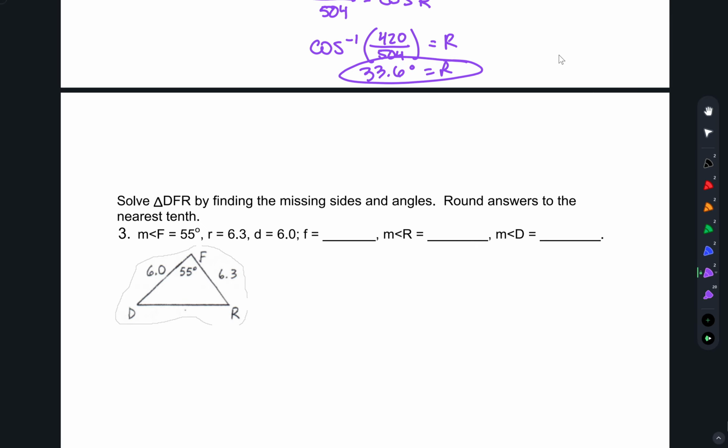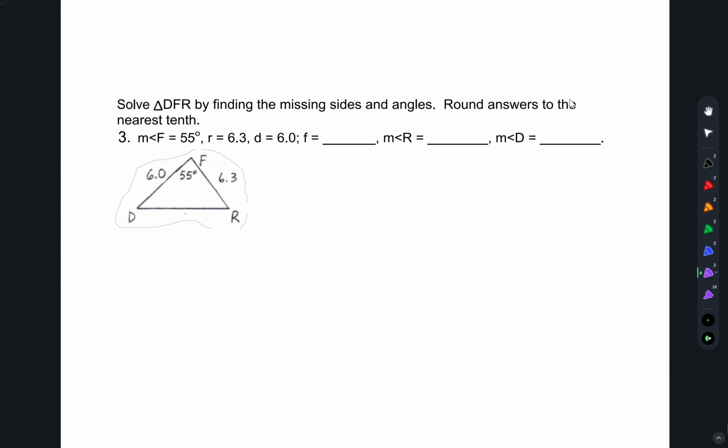Personally, I would rather do law of sines any day of the week. It's a much easier formula, less chance for errors. So if I can, that's what I'm going to choose to do above all else. Really, we should never be using law of cosines more than once in a problem. Because once we get one of those angles or one of those sides, we should have enough information to do law of sines.